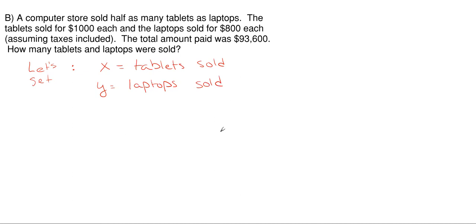All right, well, do we have anything that is correlating X to Y here, number of tablets sold to laptops sold? We'll look at the first sentence here. It says a computer store sold half as many tablets as laptops. So what that means is that in order to get the number of laptops I sold, I have to multiply the tablets sold by 2. So in order to get my number of laptops, I would have to take 2 times my tablets, which is X.